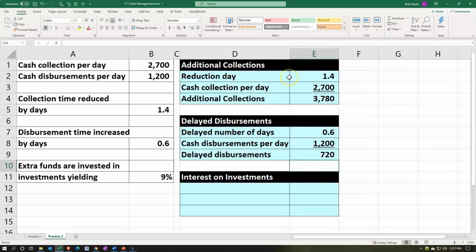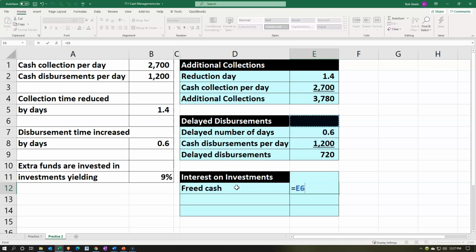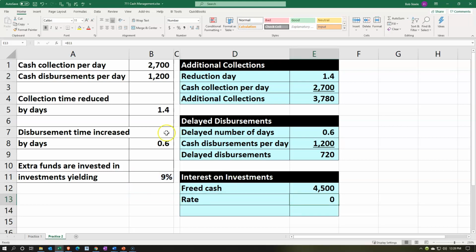Okay, and then we can think about the money that would be freed up. So the freed cash, so the cash has been freed. We freed the cash of the 3,780 plus the 720. And then if we multiply that times the interest rate, we're going to assume we can get a return of 9% on it. Let's percentify that cell by going to the home tab, numbers group, percentifying it. Let's underline it, home tab, font group, and underline it. That's going to give us the interest or return on the investment that we may be able to make with the freed up cash. That's going to be the 4,500 times the 9%, or the 405.